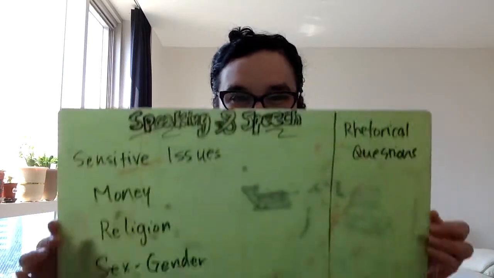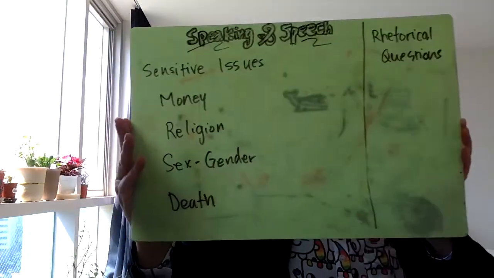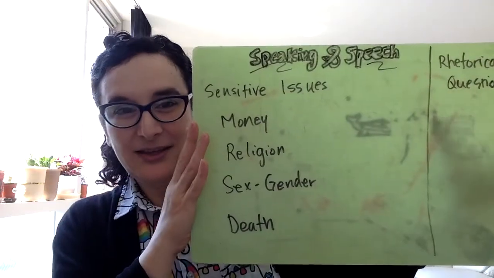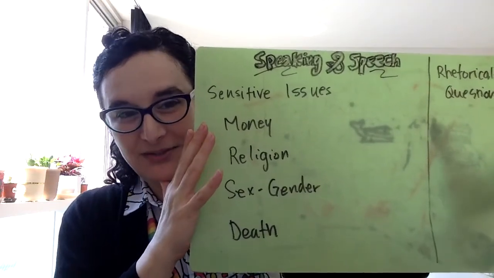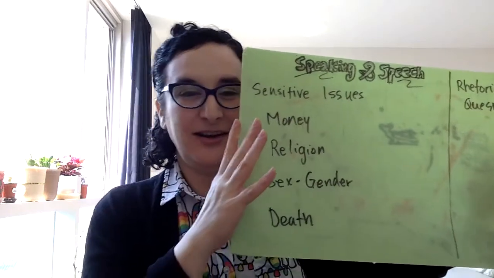Okay, so that was rhetorical questions. Today, I'm wearing my very fancy and very happy shirt because today we're going to talk a little bit about sensitive topics. Okay. Some sensitive topics are money, religion, sex, gender, death. There's a lot more. But just a general idea of sensitive topics.